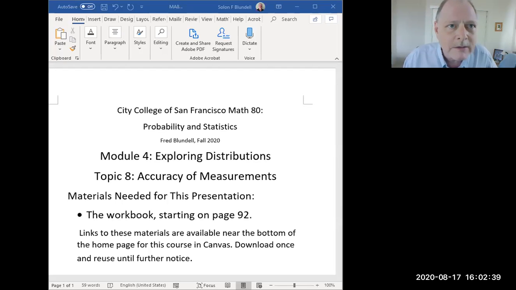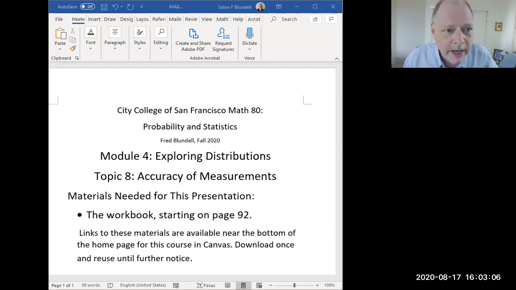It may look more complicated in the workbook than it is just because of the way it's written up in detail. So what I'm going to give you in this video is a presentation with the spoken word and more pictures, and sort of get to the point, and then maybe afterwards look at the discussion in the workbook.